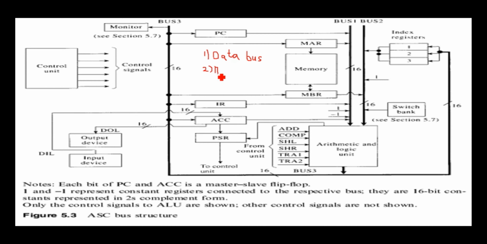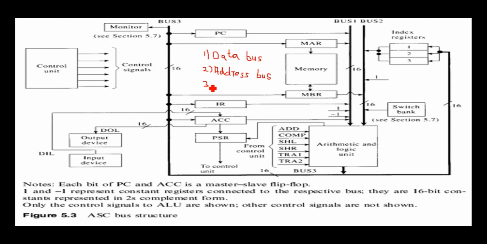The second is the address bus. Address bus is composed of different address lines, or we can say that different address lines are combined to form address bus. So addresses of the memory locations, registers or memory components are transferred through these address lines, and these address lines are combined to form address bus.